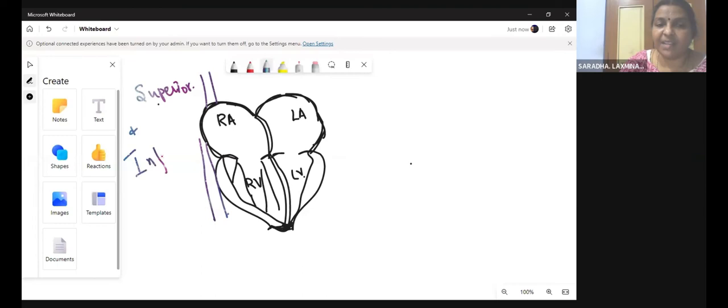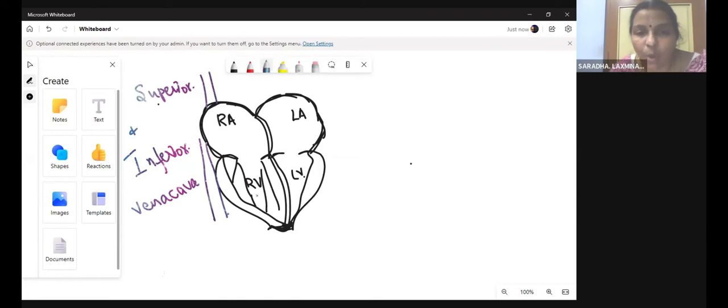A diagram is very, very important, especially when it comes to biology. And the spellings, vena cava, pulmonary, all these things, when we tell him two times, three times, automatically the spellings will get registered.